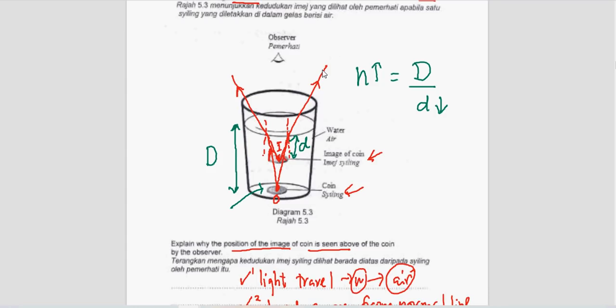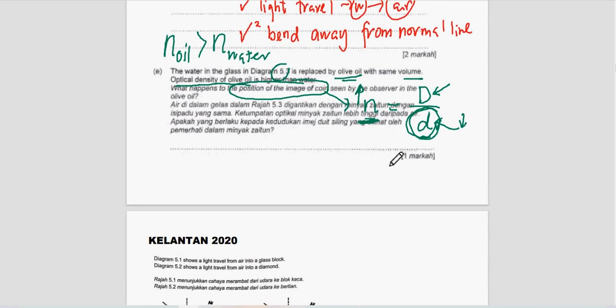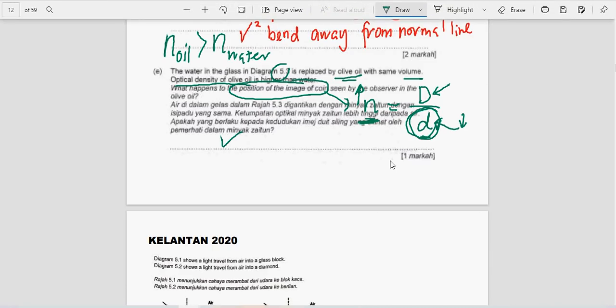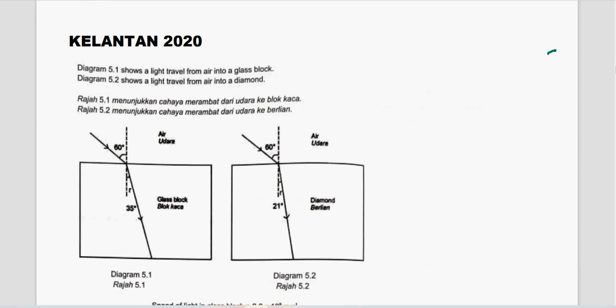So the answer is that the apparent depth decreases, or the image becomes nearer to the surface of the water. That is the answer for this. The apparent depth becomes smaller, or the image becomes nearer to the surface of the oil in this case. Okay, hopefully you can understand.